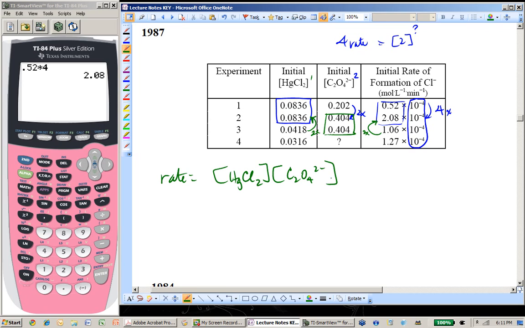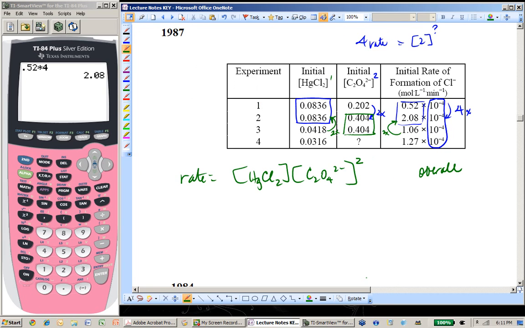C2O4, 2 minus, squared. Overall order. Again, let's follow the recipe. This is the thing that they almost always will ask you: what's the overall order? 3. It's third overall. Therefore, K's units are, again, 3 fingers in the air, drop 1, molarity squared, dot, minute.